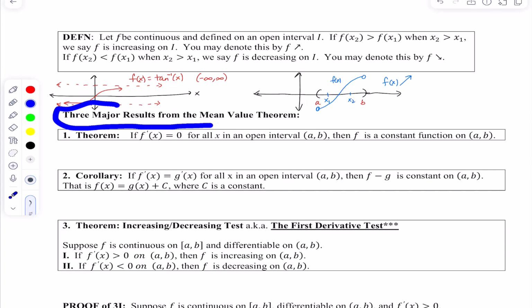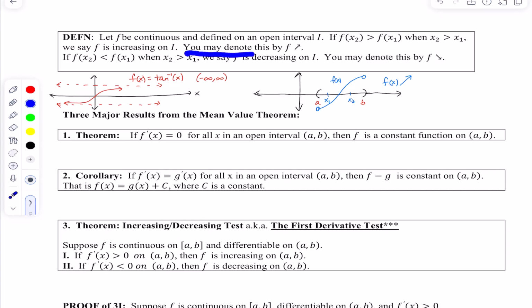So there are three major results from the mean value theorem. But before we state some of these results, you need to know the formal definition of what it means for a function to be increasing, particularly a continuous function. So let f be continuous and defined on an open interval I. If there's some x value x sub 2 such that f of x sub 2 is greater than f of x sub 1, when x2 is greater than x sub 1, we say f is increasing on this open interval I.